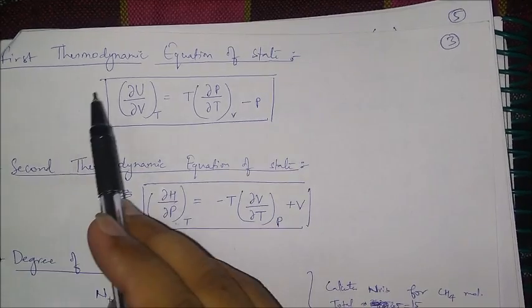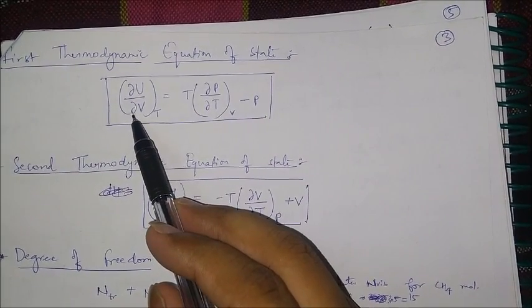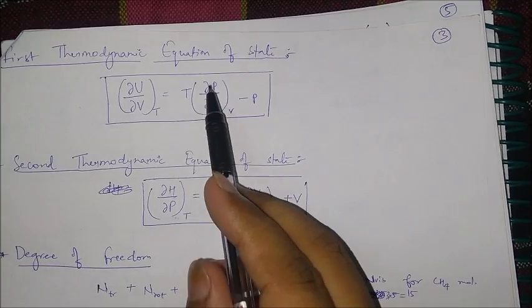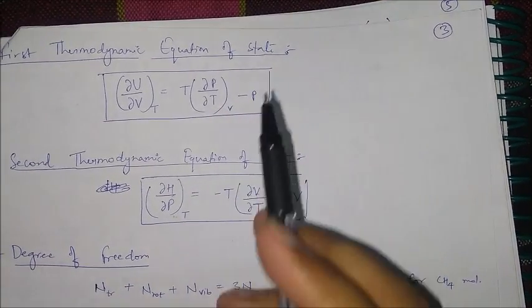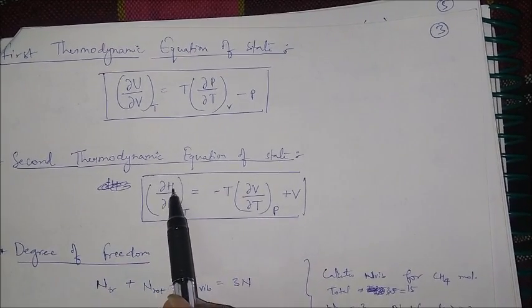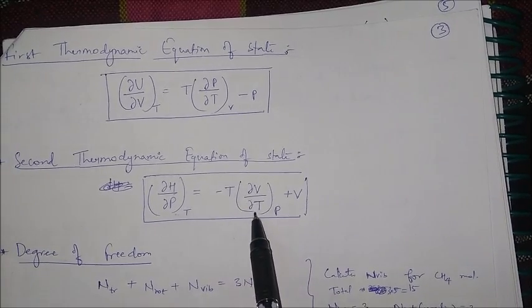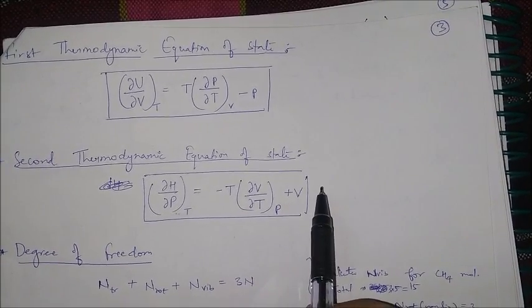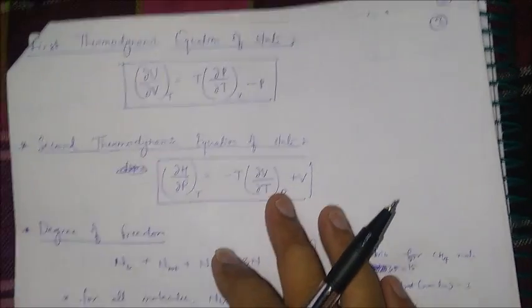Okay, so next is the first thermodynamic equation of state. The equation is given by del U by del V at constant T is equal to T del P by del T at constant V minus P. This is the first thermodynamic equation of state, and this is the second thermodynamic equation of state, that is del H by del P at constant T is equal to minus T del V by del T at constant P plus V. So these are the two thermodynamic equations of state.